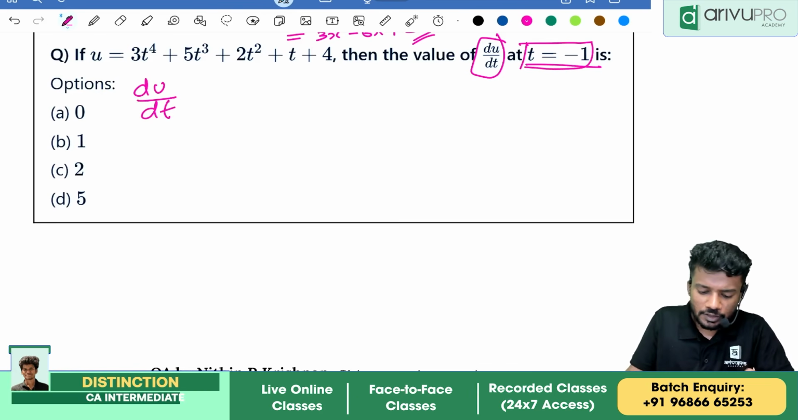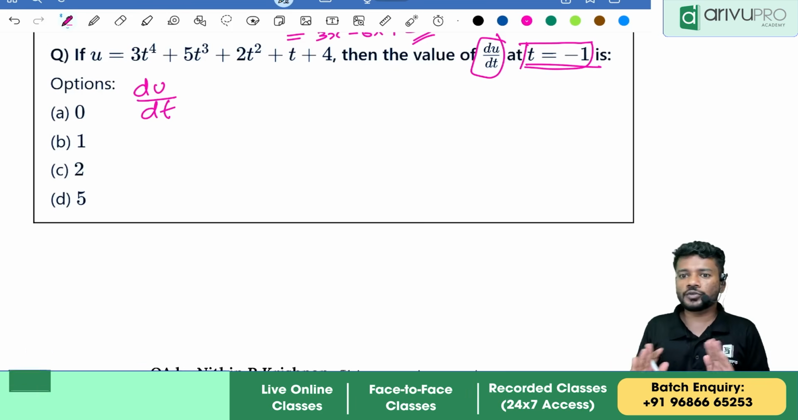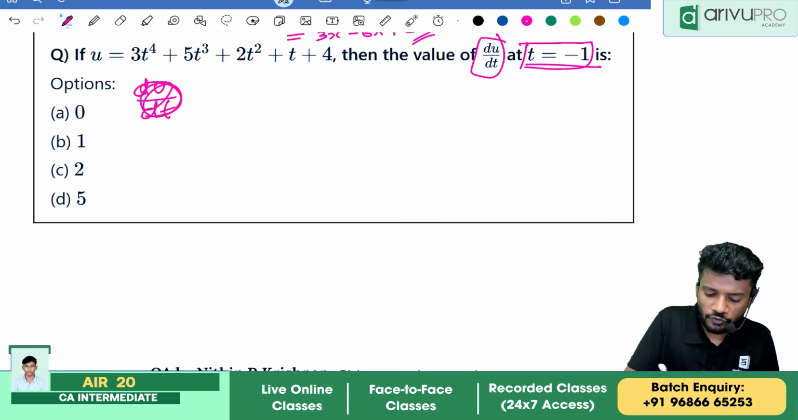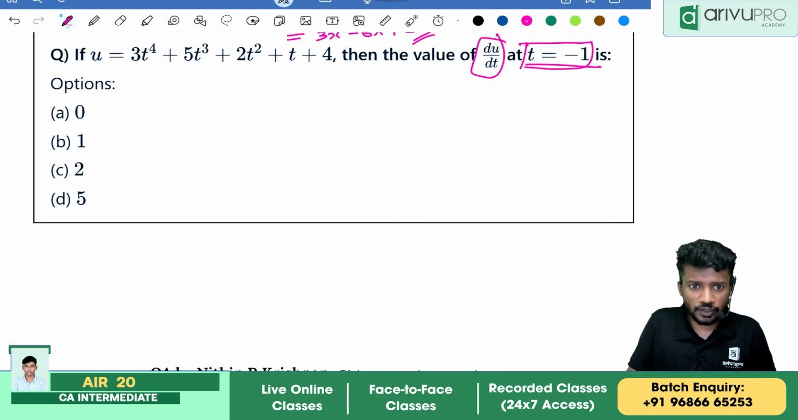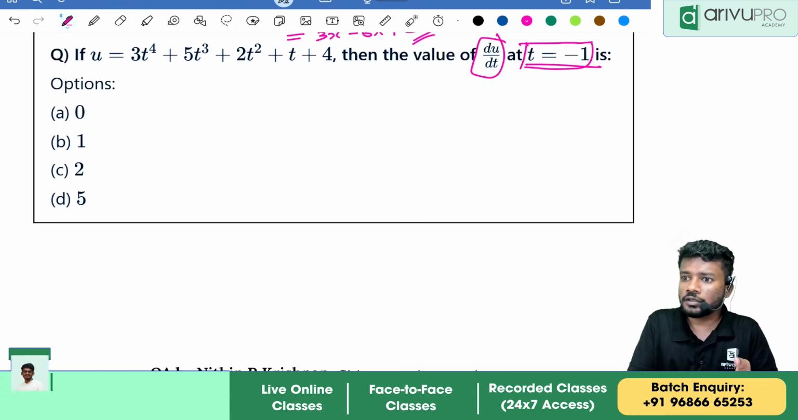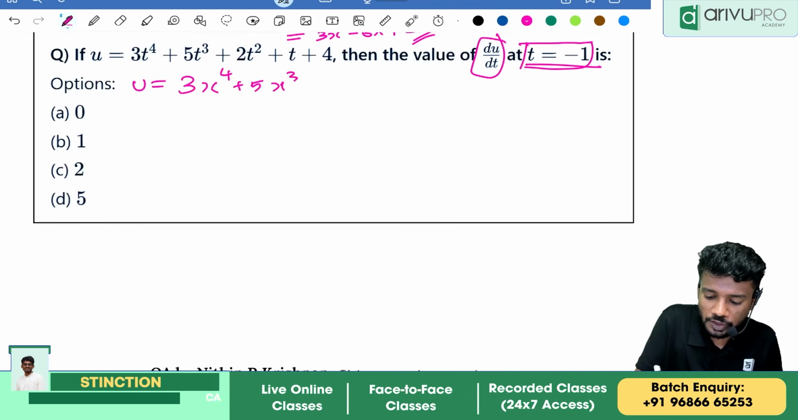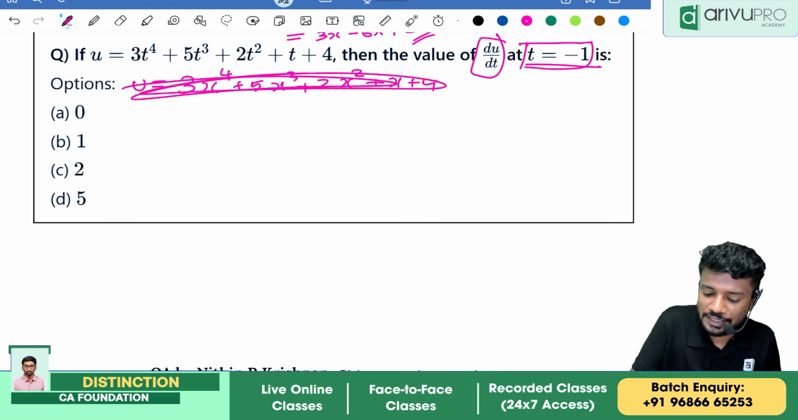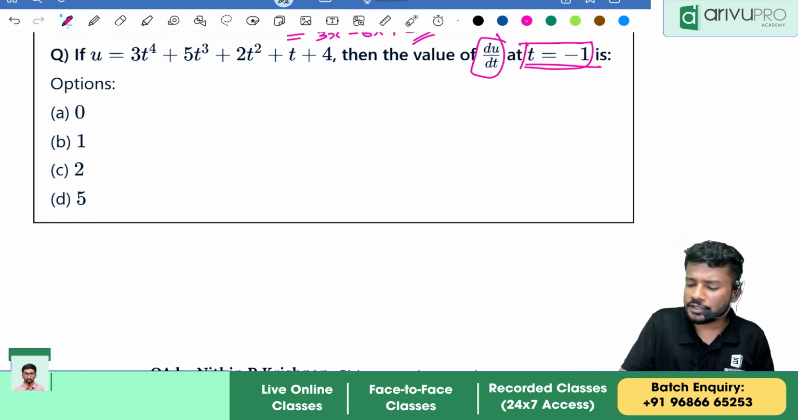Now you will be like, sir, till here we were studying only about x. Randomly you are bringing t. Whatever may be the variable, you should do the same. If you don't know how to perform it using t, you can change it to x also and find it. At the end you change back to t. If you are feeling it is confusing, you can always write it as 3x raised to 4 plus 5x raised to 3 plus 2x square plus x plus 4. You can always change it like that. It's up to you. Then towards the end, bring it back to t and substitute the value.